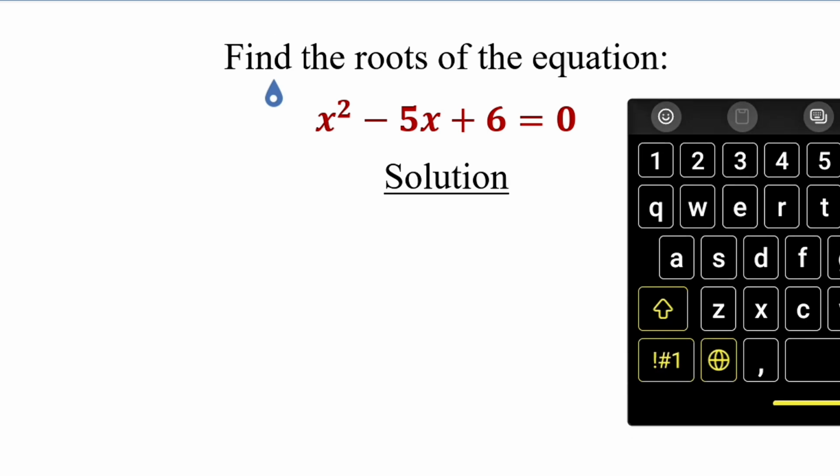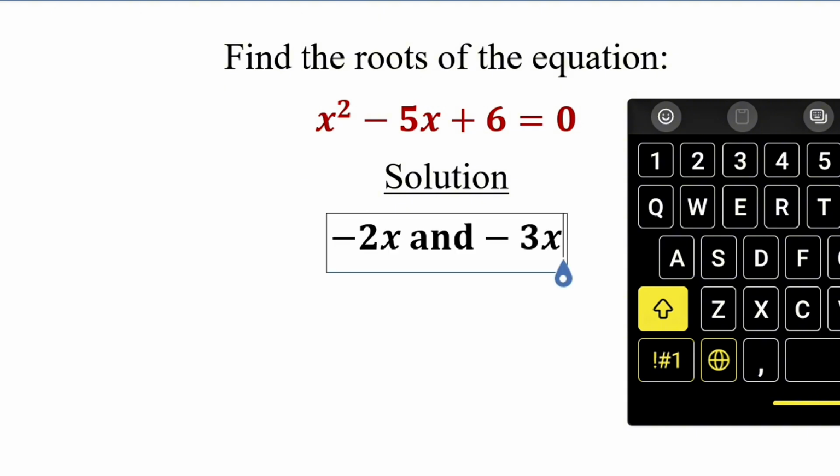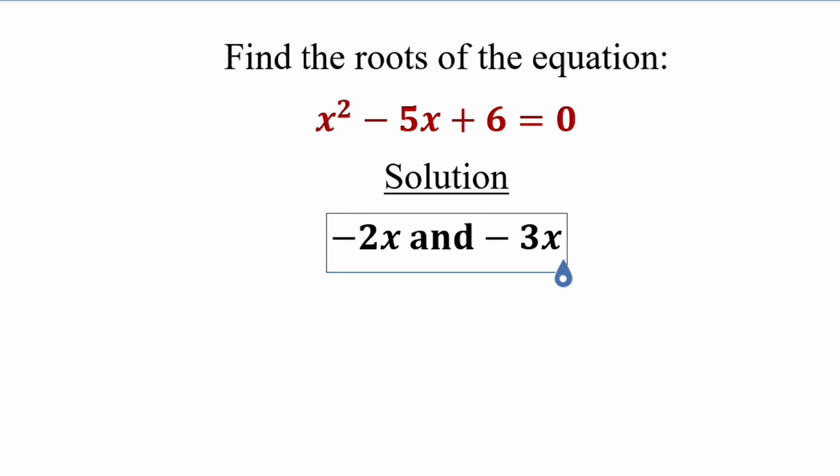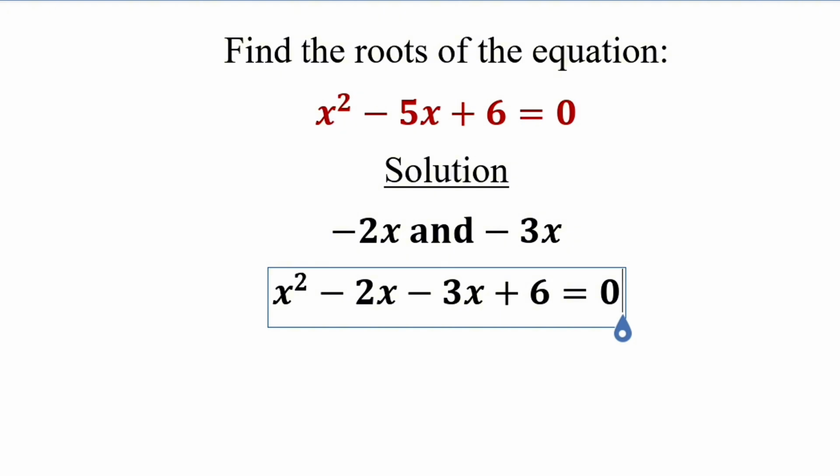So what factors are those? I know you'll be thinking about that, and I think the factors should be minus 2x and minus 3x. Now that we got the two factors to be minus 2x and minus 3x, all we need to do is to replace the middle term, which is minus 5x, with minus 2x and minus 3x. So x squared minus 2x minus 3x plus 6. That's when we have replaced minus 5x with minus 2x and minus 3x.